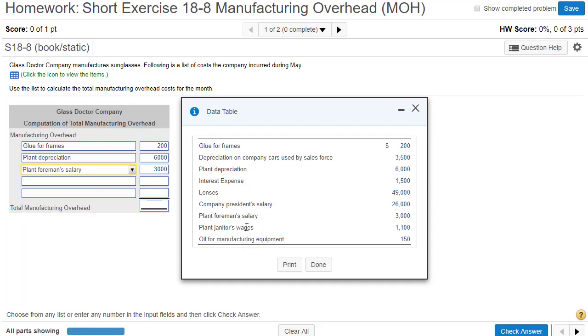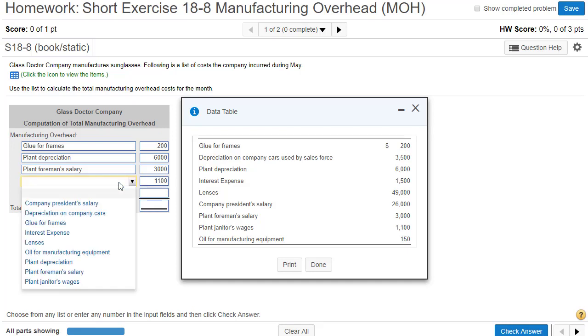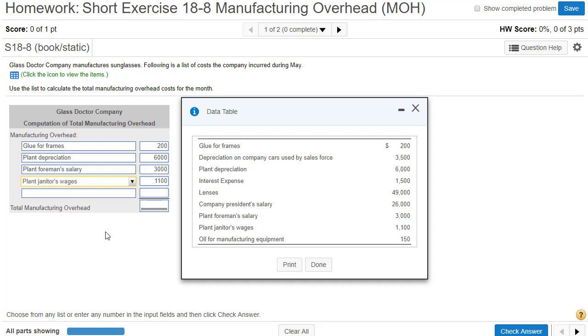And the plant janitor's wages, that is also manufacturing overhead. Technically, it is indirect labor also, like the plant foreman, because the plant janitor helps with the creation of the products but does not work specifically on the products.